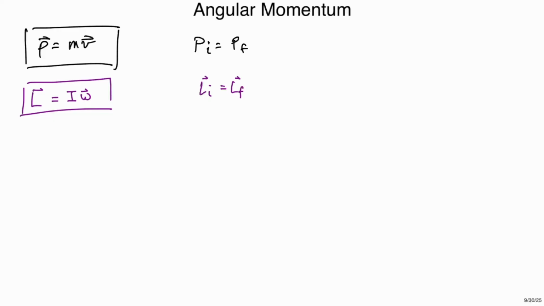All right. So rotational collisions are either two rotating things coming together and starting to rotate together, or they are changes in moment of inertia.